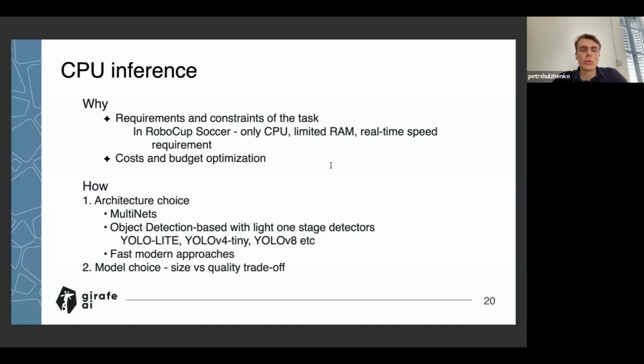So let's talk about CPU inference. Why do we actually need it? Because we have GPU cards where it runs extremely efficiently, but in practice, often we have to run inference of our model on a CPU-only chip. Sometimes, as I said in the first project, it is just a requirement and constraint of the task, because you can't put a GPU card in the head of the robot, it's just impossible.